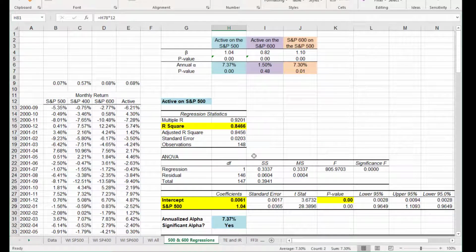And so let's just take a quick look at the table. This is the active on the S&P 500. Here's the beta, it's significant. Here's the alpha, it's significant. But if I run the active on the S&P 600, I can see that the alpha is no longer statistically significantly different from zero. The alpha goes away. And just to check, I ran the S&P 600 on the S&P 500 and got almost identical results as the active on the S&P 500.